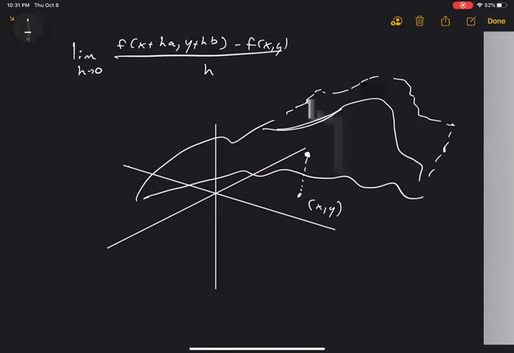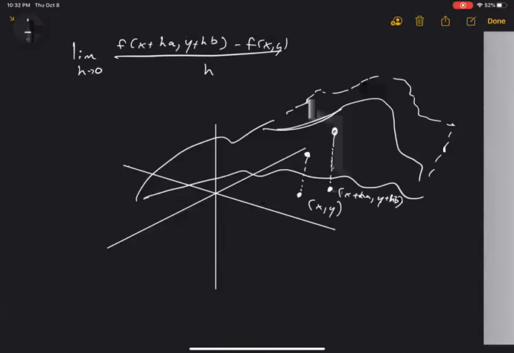So what would f of x plus ha, y plus hb be? Let's say this is the point x plus ha, y plus hb, and again, this is in my domain, in this horizontal xy plane. Then I plug that point into my function, and maybe I get this point.